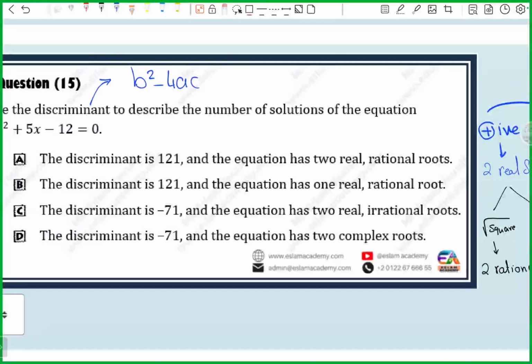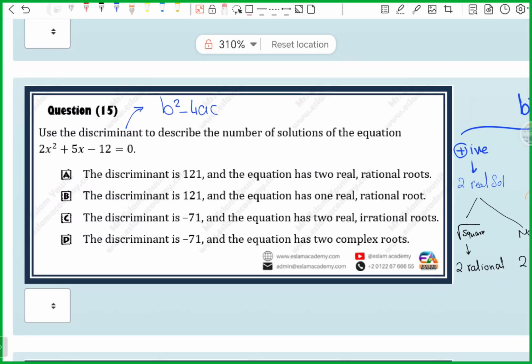No. Now we need to find the discriminant. How can we find the discriminant here for this question? You plug in, you substitute. Tell me the answer now, please. 121. So 121, it means C and D are refused. Can you find the square root of 121? It's 11. It means once we can find its square root, we have here two real solutions.